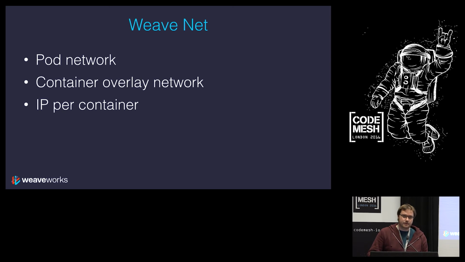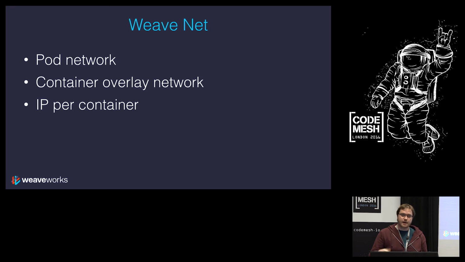So I'm going to talk a little bit about WeaveNet because developing WeaveNet was kind of interesting. It's a pod network. It's described as a pod network in Kubernetes because Kubernetes has sets of containers that are pods that want to be able to talk to each other. And the idea is that it gives each pod or each container its own IP address on an overlay network. So it forms an overlay network between the hosts using gossip and CRDTs to share information between the nodes.